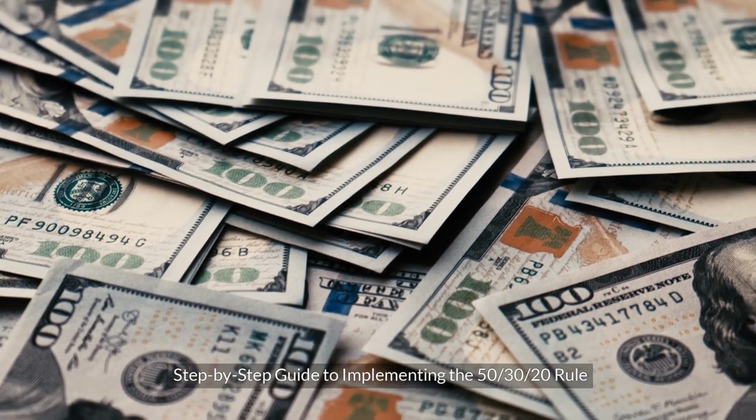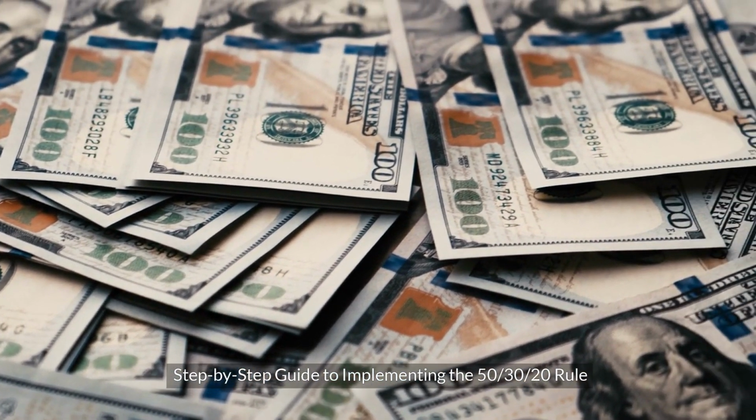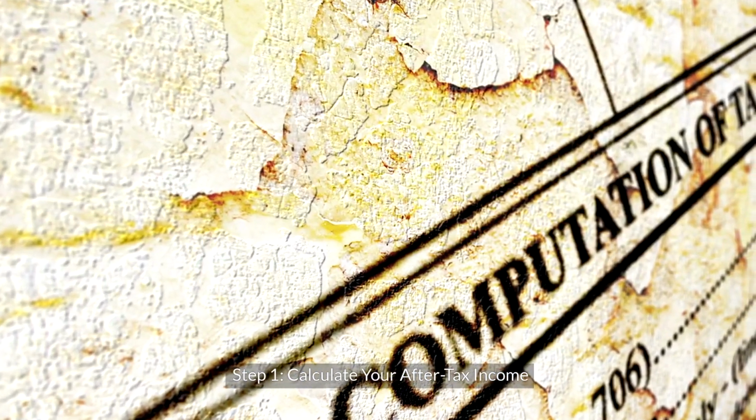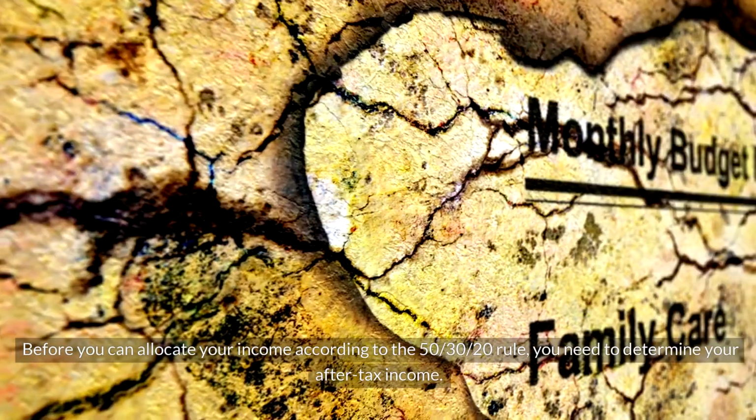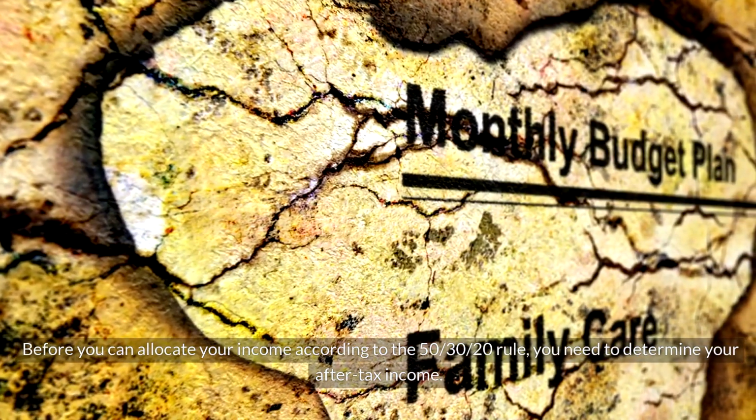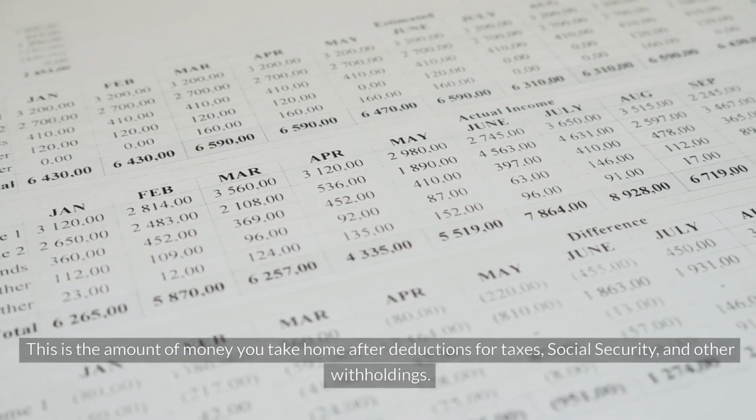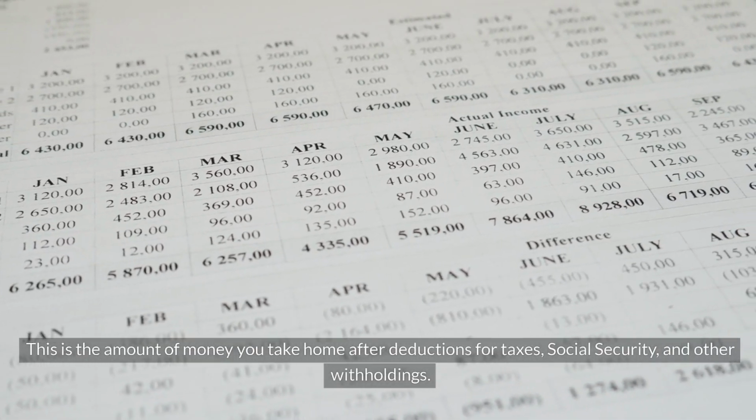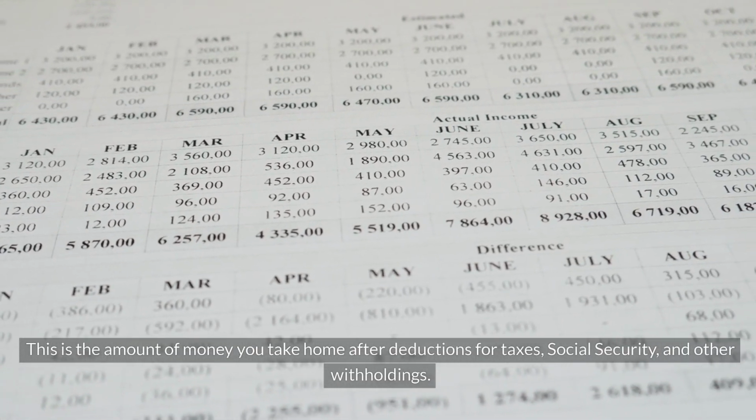Step-by-step guide to implementing the 50/30/20 rule. Step 1. Calculate your after-tax income. Before you can allocate your income according to the 50/30/20 rule, you need to determine your after-tax income. This is the amount of money you take home after deductions for taxes, Social Security, and other withholdings.